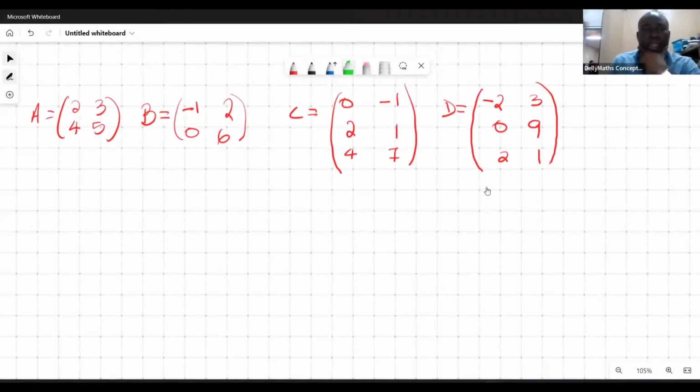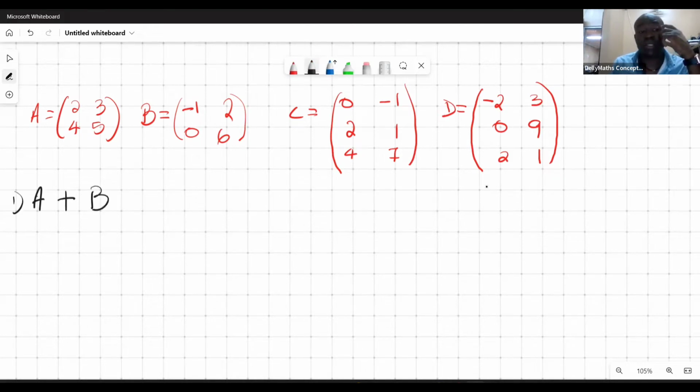Looking at now is adding matrices. So let us say that we have question 1 that says we want to add A plus B. Remember though that A refers to this matrix here and B refers to this matrix. One of the things that you have to pay attention to is you cannot add matrices of two different orders. So this is a 2 by 2 matrix here. That's A, and the B matrix is also a 2 by 2 matrix. Because they are of the same order, it simply means that we can add them.